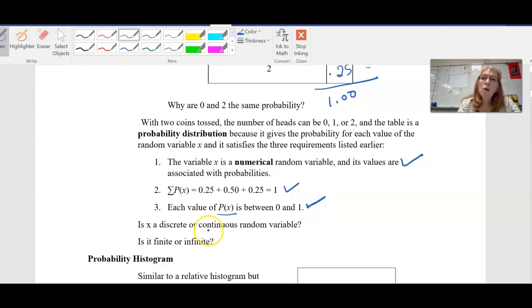Is X discrete or continuous? Can I count it or can I not? The answer is yes, I can count it, because it's 0, 1, or 2. So it is absolutely discrete. Finite or infinite? We know it's finite because it's 0, 1, or 2. It ends. It does not go on forever.